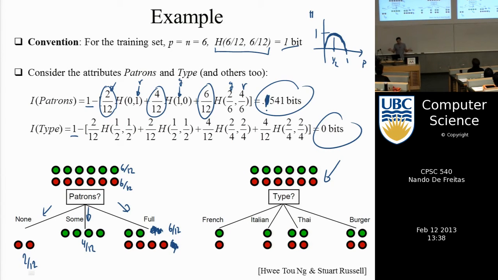Okay, but the concept is quite easy. You pick one node at a time, you split the data, and you pick the node that has the highest information gain. Once you're done with that, you move to the next node, and you repeat the process.